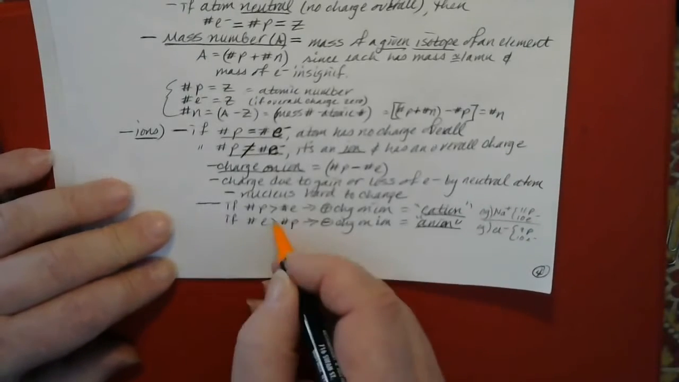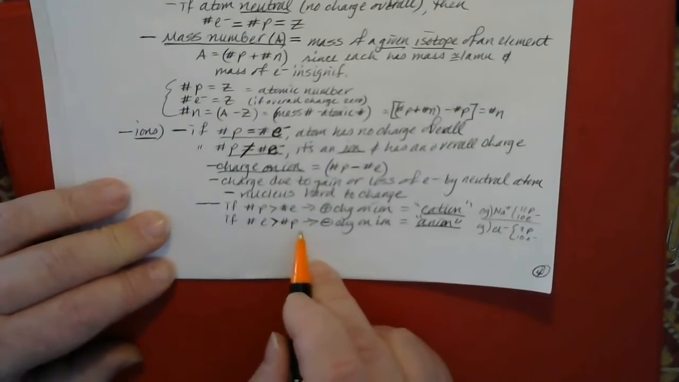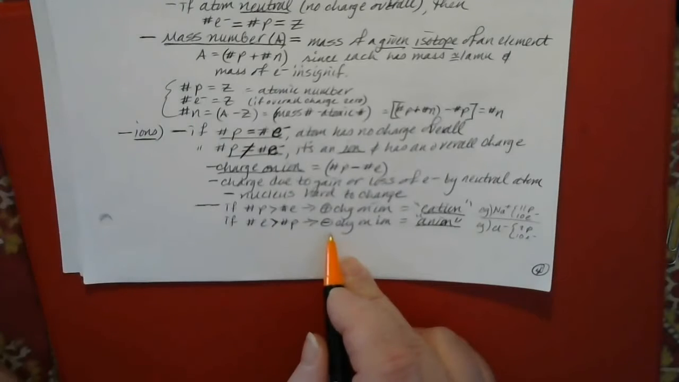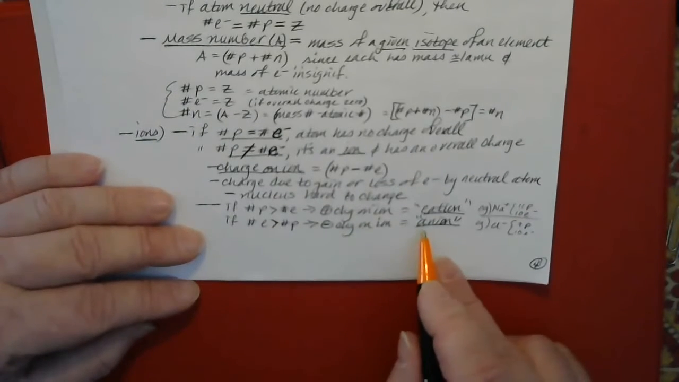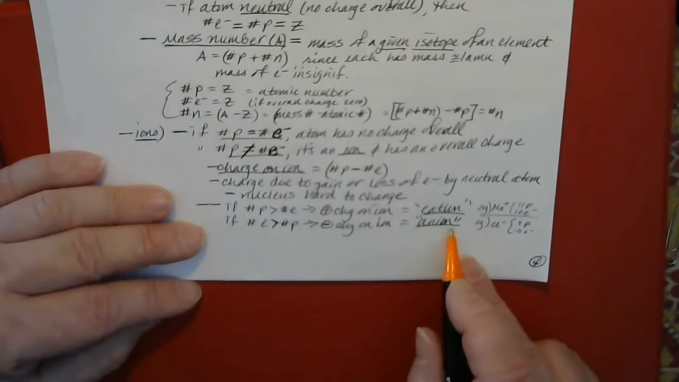If the number of electrons is greater than the number of protons, then you have more negative charges than positive charges. You end up with a negative charge overall on the ion, and that's known as an anion.